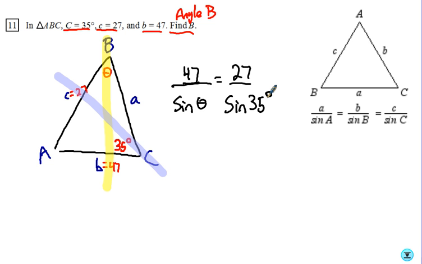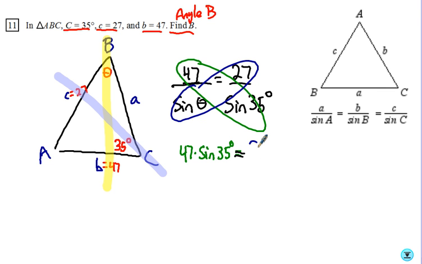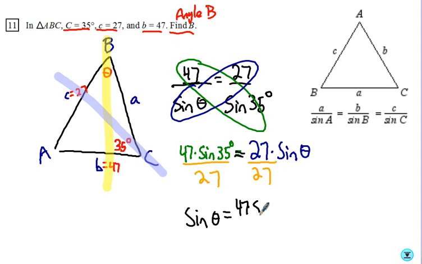And up to this point it looks pretty much the same as the last problem, so we're going to cross multiply. So I've got 47 times sine of 35 degrees, and we're going to cross multiply the other side. So I've got 27 times sine of theta. Now I'm trying to get theta by itself, so I've got to first of all get rid of this 27. So I'm going to divide both sides by 27, and then flip it around here. So we'll say sine of theta is equal to 47 times sine of 35 divided by 27.